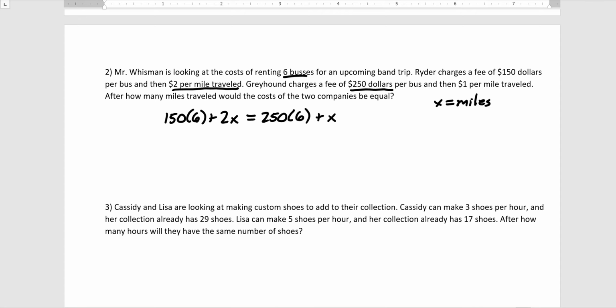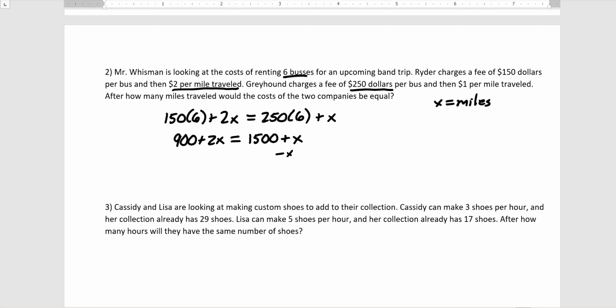Now solving this, let's break it down a little bit. Let's go ahead and multiply this out. 150 times 6. Well, 150 times 2 is 300, and then 300 times 3 is 900. So this would be 900 plus 2x equals 250 times 6. Well, 250 times 2 is 500, and 500 times 3 would be 1,500, plus 1x there.